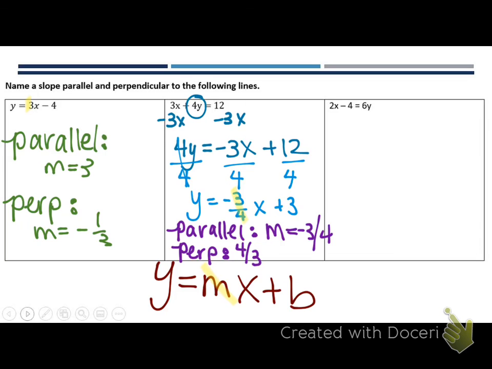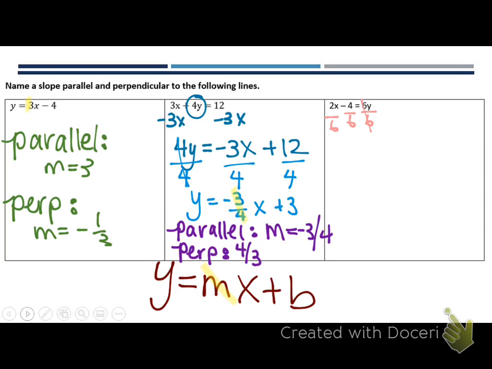Last, we've got 2x minus 4 equals 6y. We want y by itself. There are a couple ways that we could do this. What would you like to do first? We could divide by 6. You can also do that if you wanted. You could flip first and then divide by 6, or you could divide by 6 and then flip it.